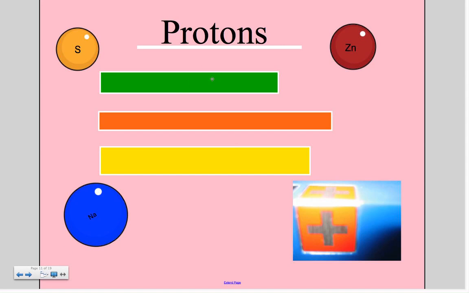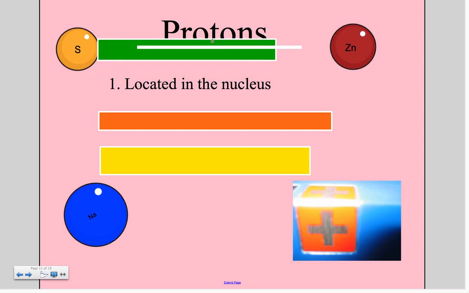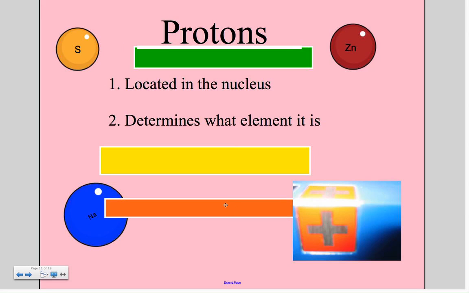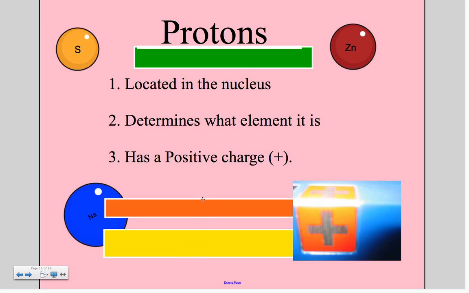So protons, let's look at what is a proton. A proton is located in the nucleus. It determines what the element is. So if I know how many protons are in an atomic structure, I can then tell what the atom is, and then that will tell me what the element is. So the protons are actually the atomic number on the periodic table, and it has a positive charge. So protons, positive, that one's pretty easy. The alliteration is there, the P and the P.